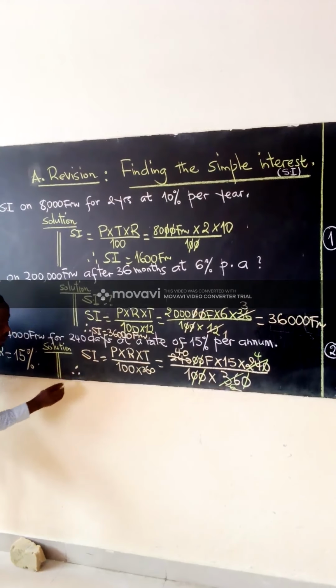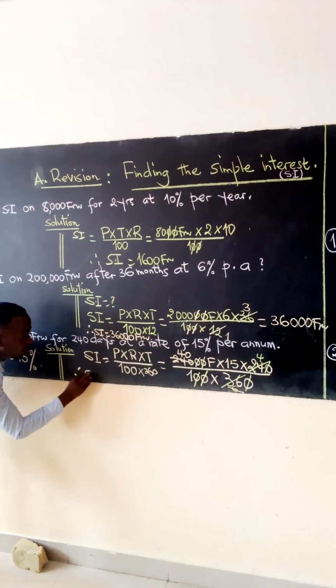Therefore, the simple interest here will be 40 times this one. It is 600 times 4. It is 2,400 francs. Thank you very much. I think this is clear. You will practice more in the school here. Thank you. Come for this new lesson.